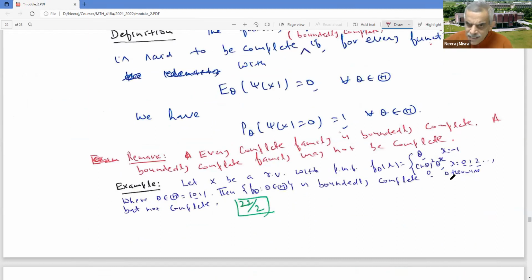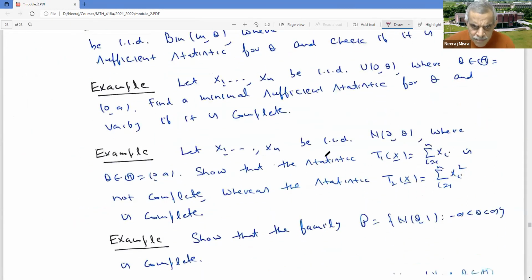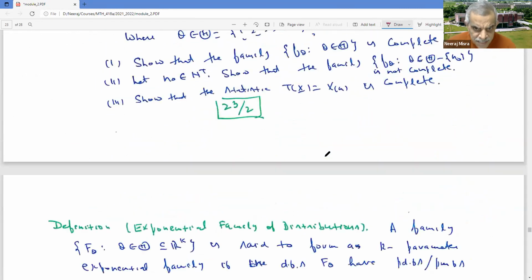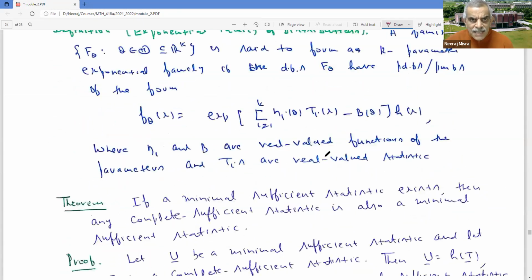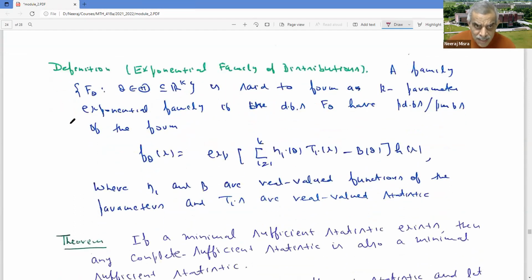Then we saw that a statistic for a family of distributions may be boundedly complete, but may not be complete. Then we looked at various examples of complete statistics. We looked at examples of statistics which are not complete. Then we looked at the exponential family of distributions, where we saw under what condition an exponential family of this type will provide me a complete statistic.